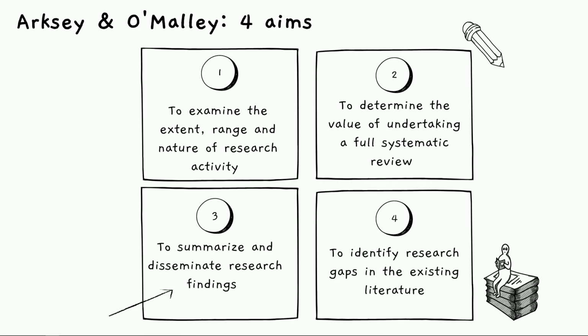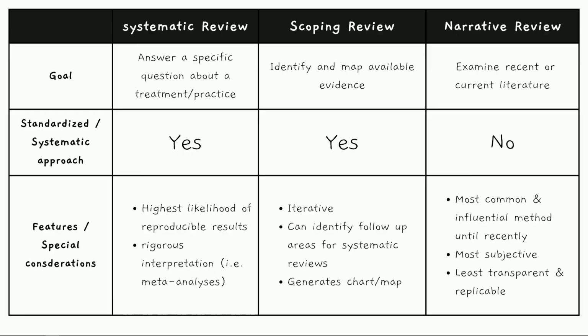And Arksey and O'Malley are the 2 main authors that really have popularized the scoping review and provided recommendations for how to do this in a way that's methodologically robust. And they've described 4 main reasons why somebody might take on a scoping review. One of them is to examine the extent, range, and nature of existing research activity on a given topic. 2 is to determine the value of undertaking a full systematic review, so this can be a stepping stone to then doing the systematic review. 3, to summarize and disseminate research findings. And then 4, to identify gaps in the existing literature.